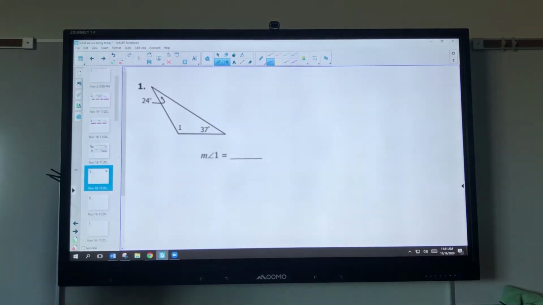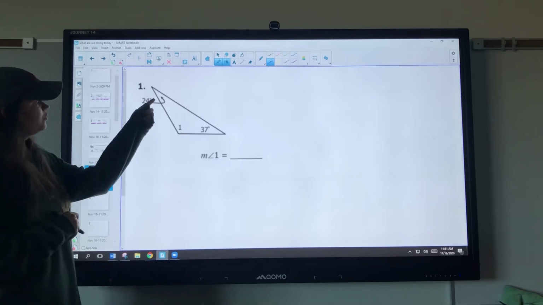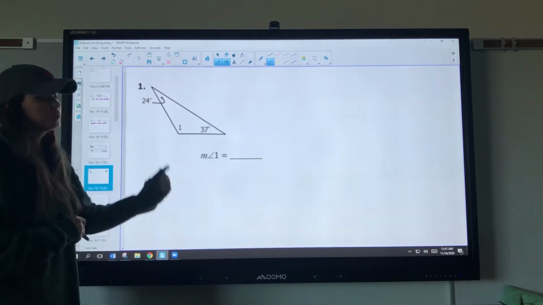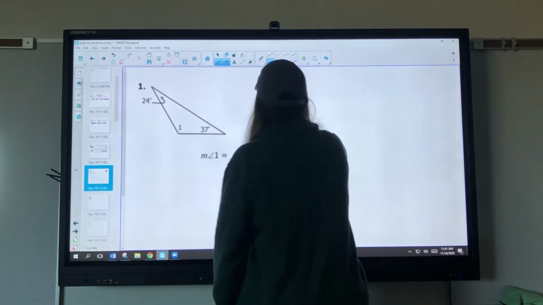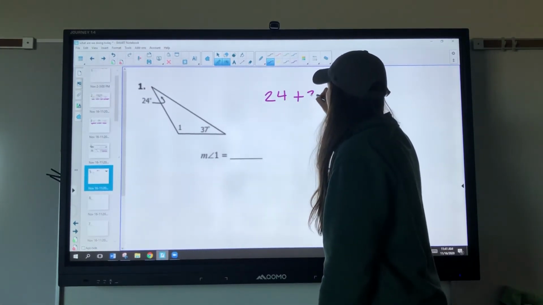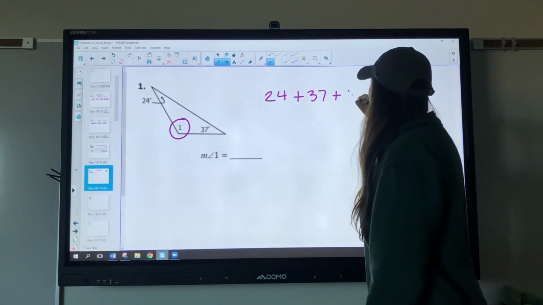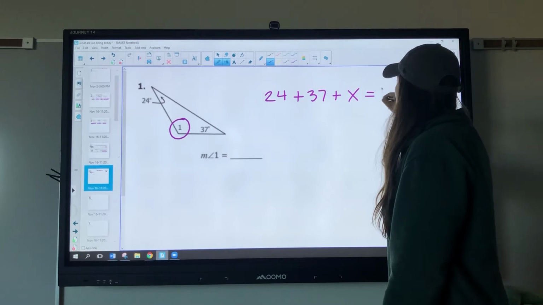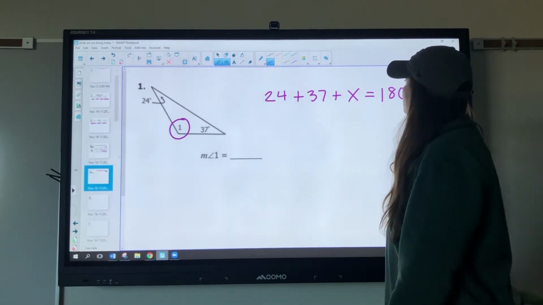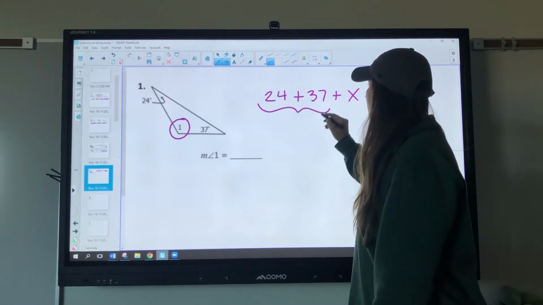All right, so you use the angle sum theorem to figure out the 3rd angle of a triangle. You know that one's 24, you know that one's 37, you don't know the 3rd one, but you know they total 180. So you know that if you add 24 to 37 to the one we don't know, let's call it x instead of 1, they're going to add up to 180. So you see what you have so far, 30, 40, 50, 61.